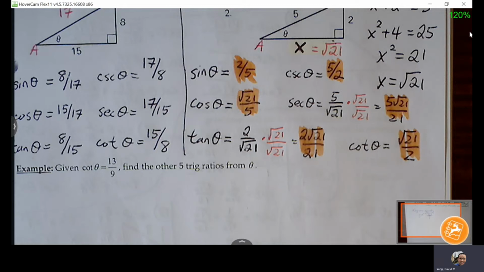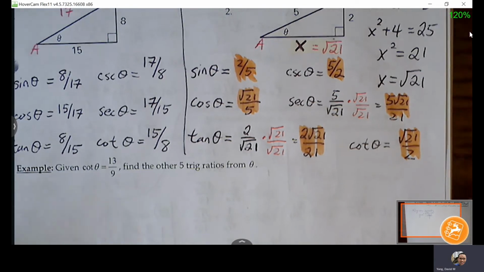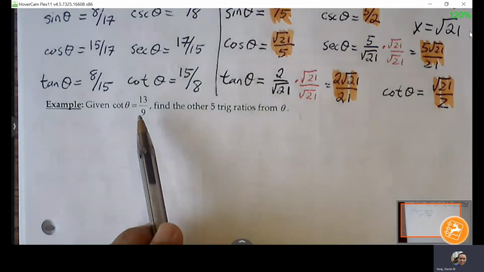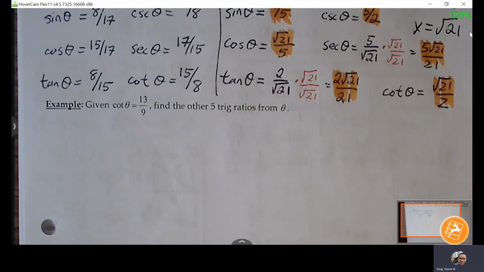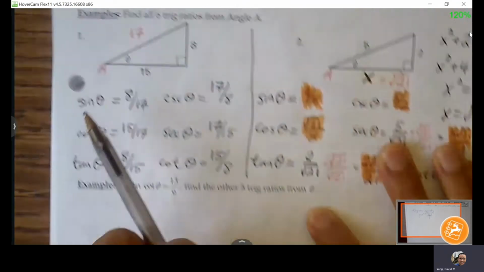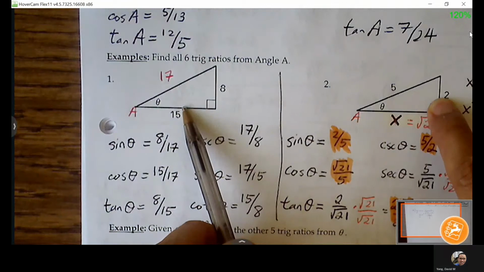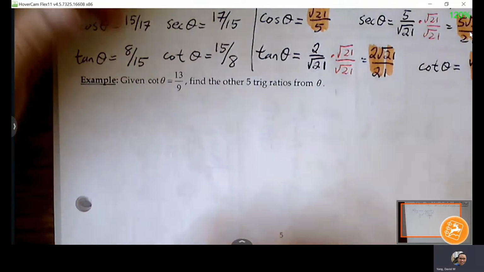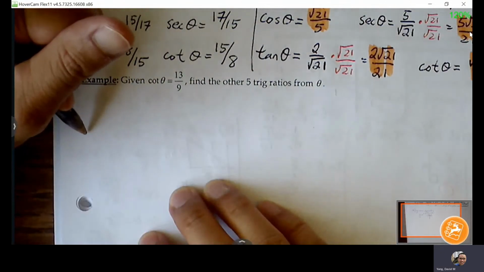All right, so let's look at this final example before you guys can start on your classwork/homework. Okay, so here it says given cotangent of theta equals 13 over 9, find the other 5 trig ratios for theta. So this one just requires one additional step. We have to build a triangle and populate the missing sides, and then we'll be able to get it to look like one of these triangles. Okay, cotangent equals 13 over 9. We're going to build our triangle in the first quadrant.